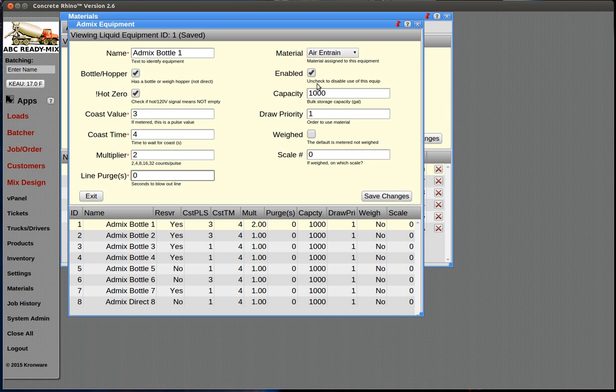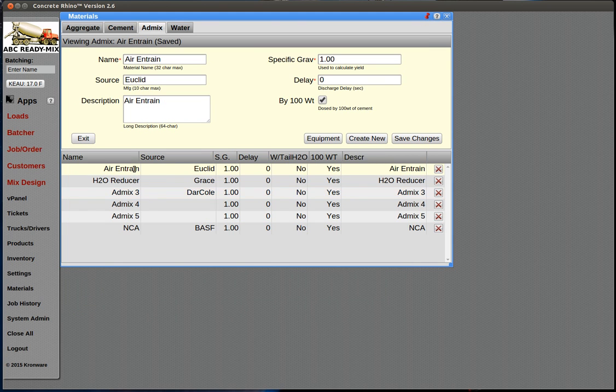Okay. Enabled. You can disable a piece of equipment if you don't want to use it. That's about it. So that's the admix. Really, the most important thing that the admix tech will have to enter is how it's counting, whether it's counting by 100 weight or not. Maybe put a delay in there to not have chemical reactions, so 2 things going together.